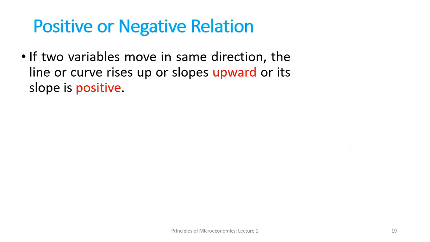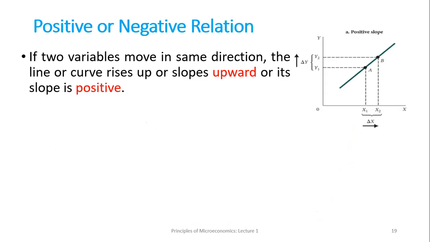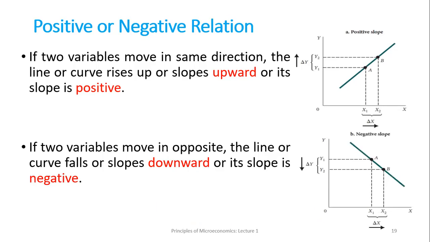A positive or negative relation on the graph is quite easy to see. It's moving from left to right. If the line or the curve is going up, then it shows a positive relation. Positive relation means that an increase in one variable, an increase in the independent variable, causes an increase in the dependent variable. Whereas negative or inverse relation means an increase in one variable causes a decrease in the other variable. By one variable, I mean the independent variable. An increase in the independent variable causes a decrease in the dependent variable, and vice versa.